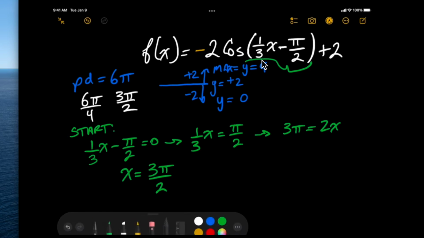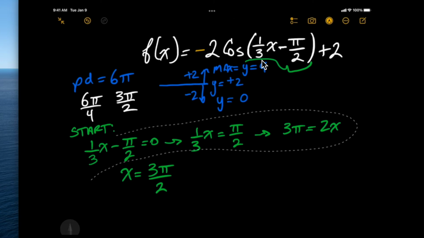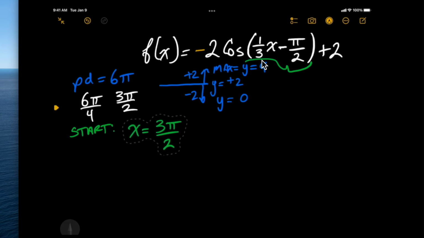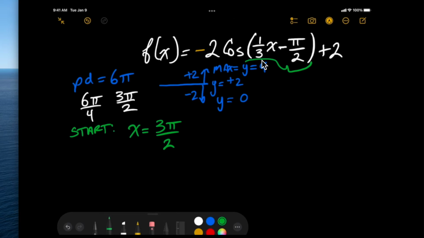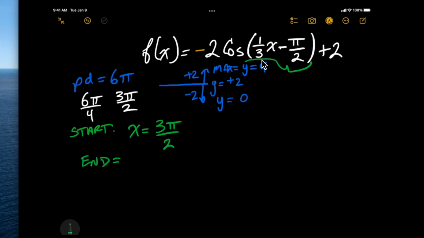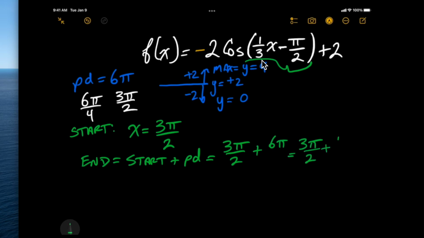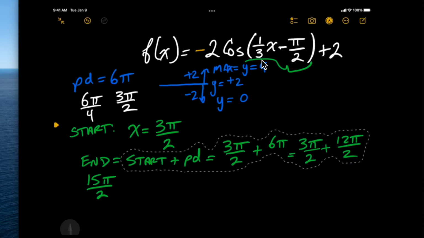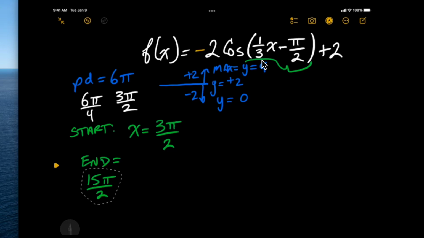To find the ending point, we're going to take the starting point of this transformed function and add it to the period of this transformed function. So the end is going to equal the start plus the period. Our start is at 3 pi over 2. We're going to add the period, which is 6 pi, which is also known as 12 pi over 2. And that's going to yield an ending point of 15 pi over 2. Now that we have our middle, our minimum and maximum, and our starting and end points, we may proceed to the graph.